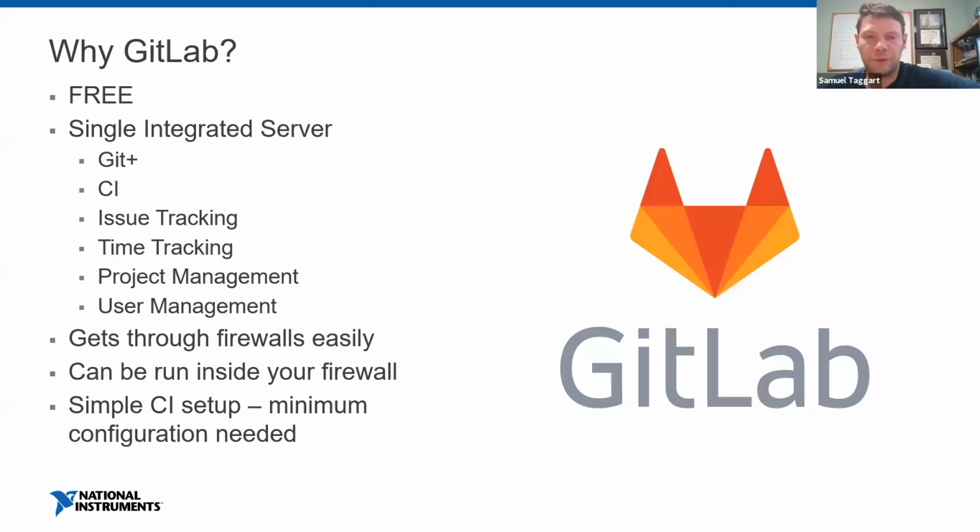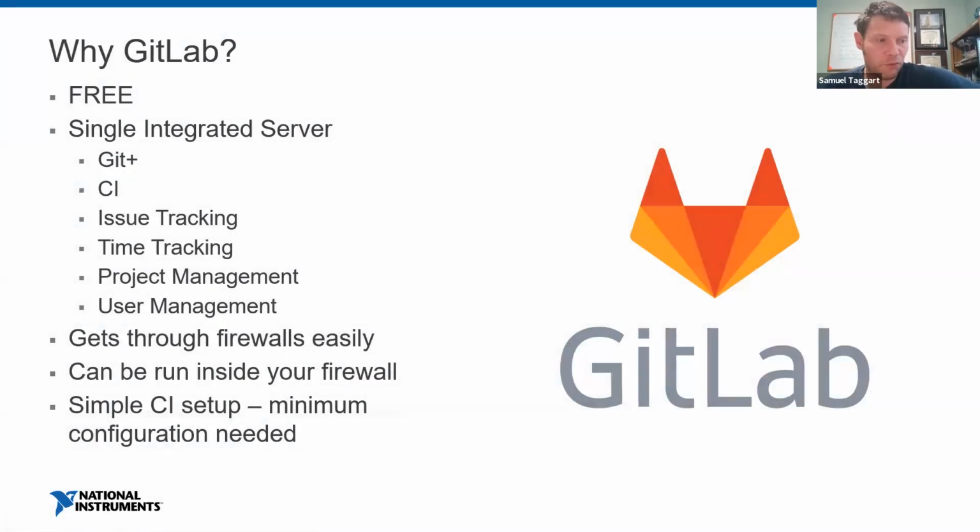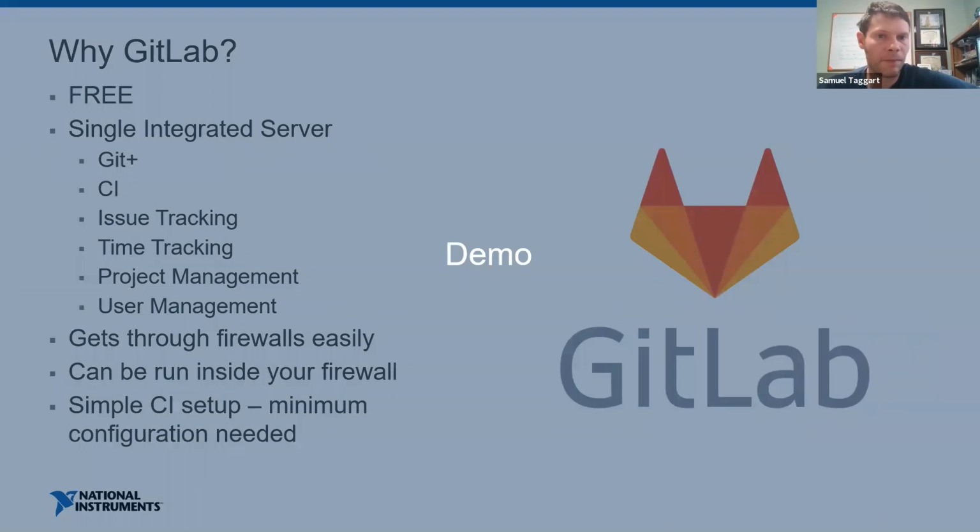And again, if you want the GitLab server instance, you can run that either on AWS with your own custom URL, or you can run it inside your network on your own server, or you can use their GitLab.com servers. And really why I like it is the CI setup is really basic. There's a minimum amount of configuration needed. It's really easy to get up and running with.